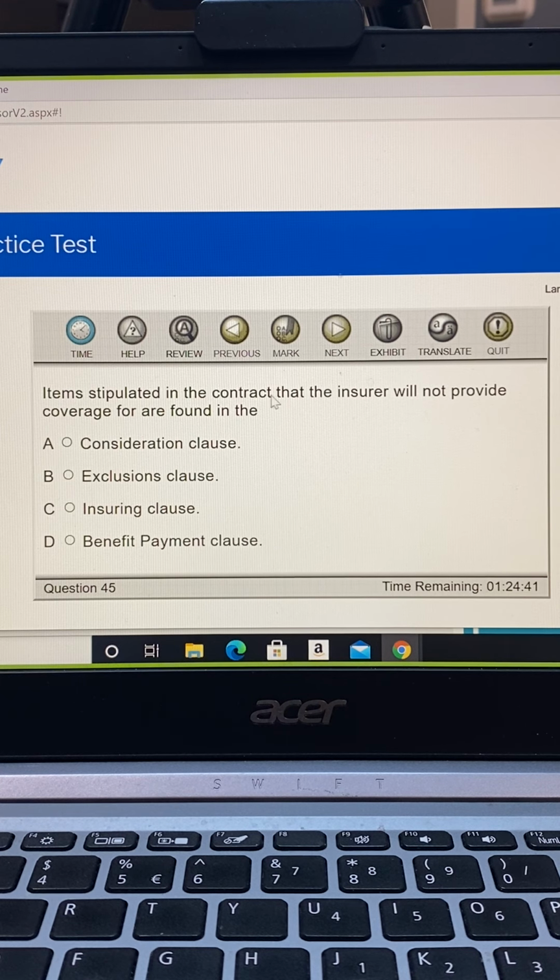Items stipulated in the contract that the insurer will not provide coverage for are found in the insurance clause? No. Exclusions. This is items stipulated in the contract. Okay. They will not provide coverage. Yeah, I got you. It's an exclusion. That's one of those key words that I missed. The insuring clause is when they say they're going to cover you. That's their promise to pay.